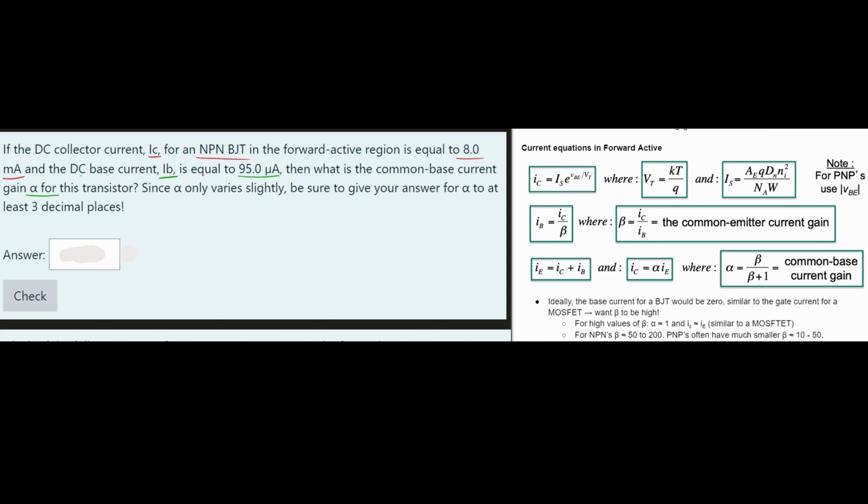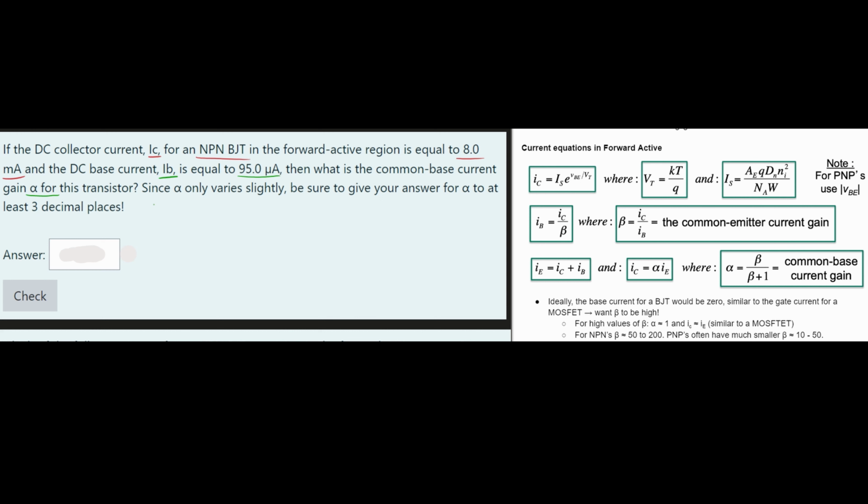Since alpha only varies slightly, we want to make sure to include decimal places. So if we look at the notes linked below, on about page 103, we have the following equations here. We want to solve for our alpha, so we need to find one with our alpha in it. We also have our IC and our IB, so we want to use these as well.